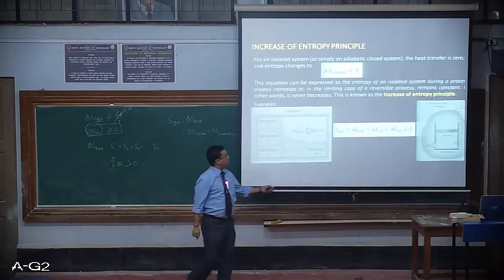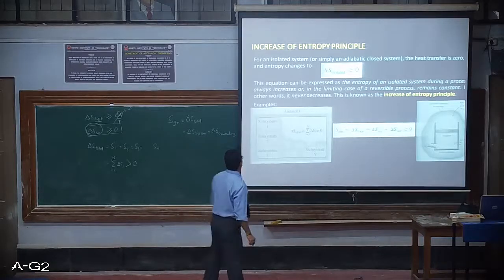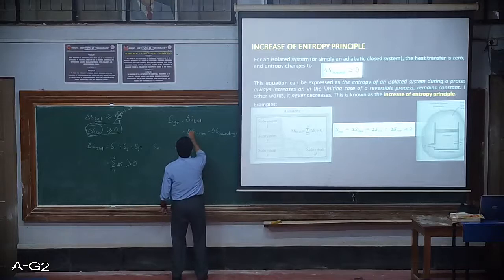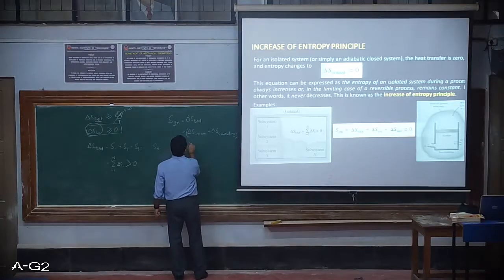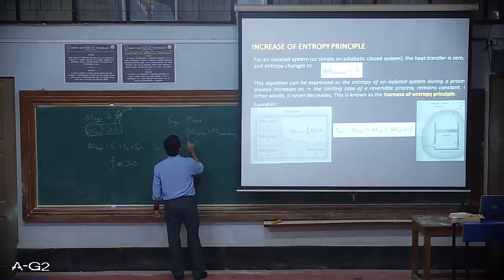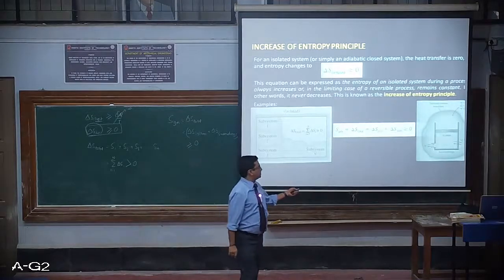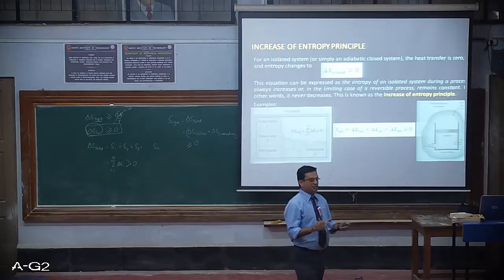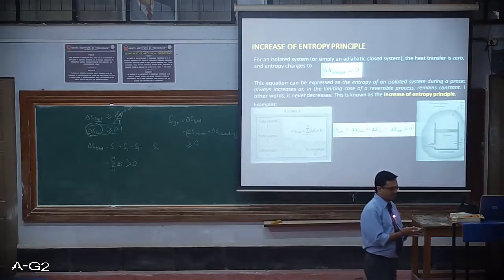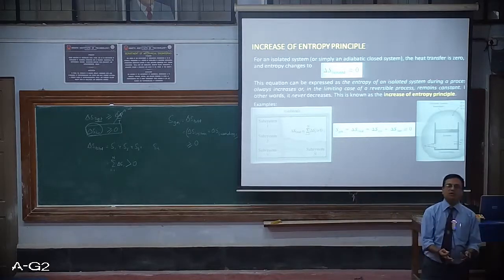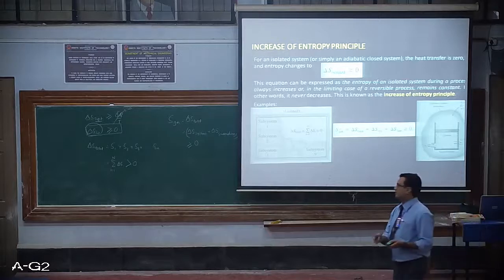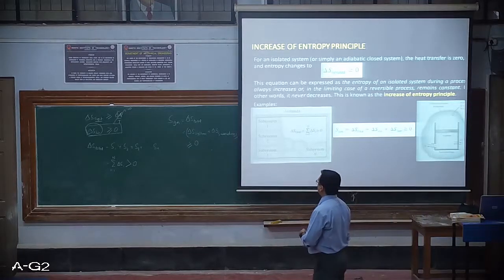And if you look into this, the S_gen value is always greater than or equal to 0. So if the processes taking place between system and surroundings within the isolated system boundary are reversible, then the S_gen value is equal to 0.